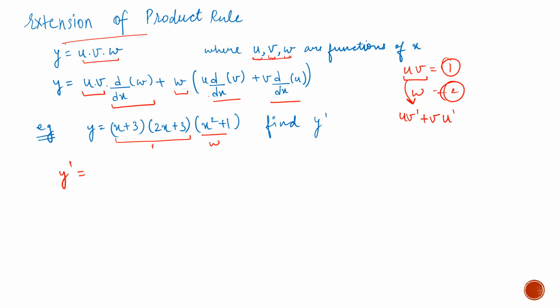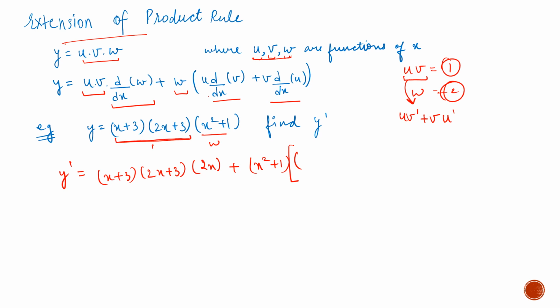So first function as it is, x plus 3 as it is, 2x plus 3 as it is. Second ka differentiation, x square ka differentiation is 2x, plus second function as it is, x square plus 1. First ka differentiation, we can have a bigger bracket. अब इसमें इसका डिफ्रेंसिएशन करना है.